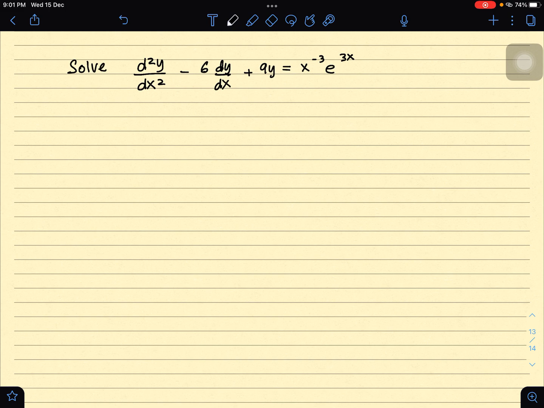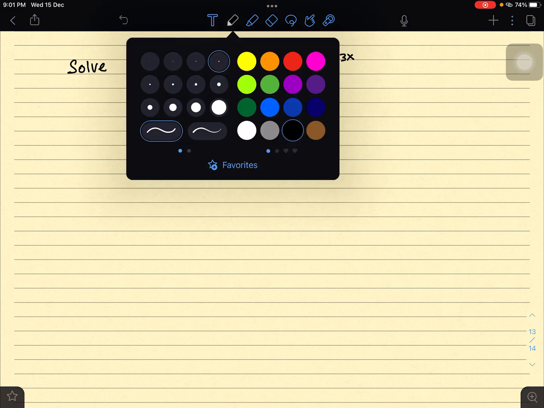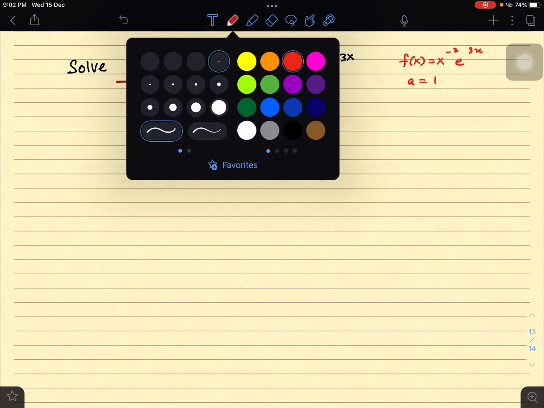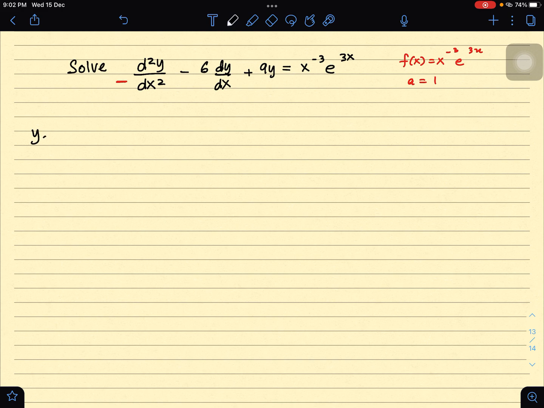Okay, so the first thing yang you need to know is what is your fx. So from here you know that your fx is equal to x to the power of negative 3 exponent 3x, dan your a is equal to 1. Clearly kat sini tak ada apa-apa, so a equal to 1. Now we want to proceed to find the complementary solution yc.